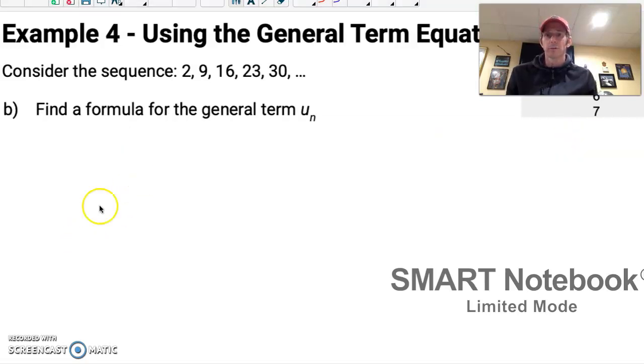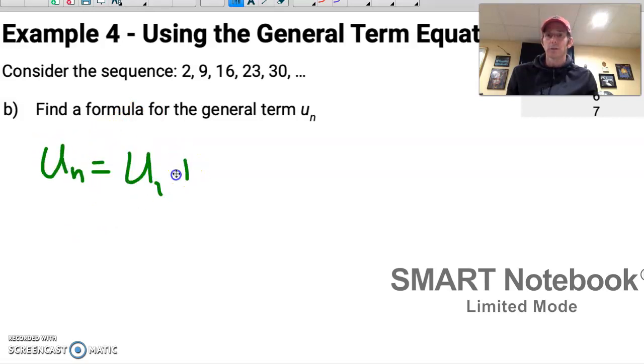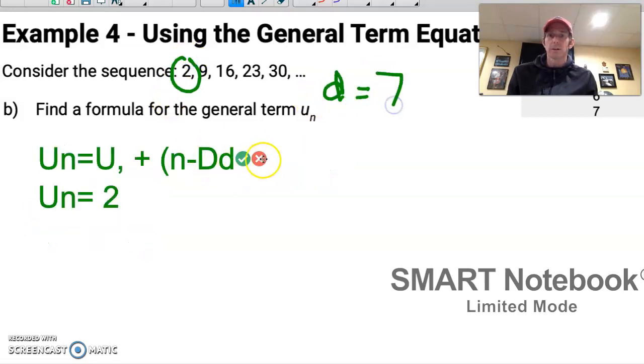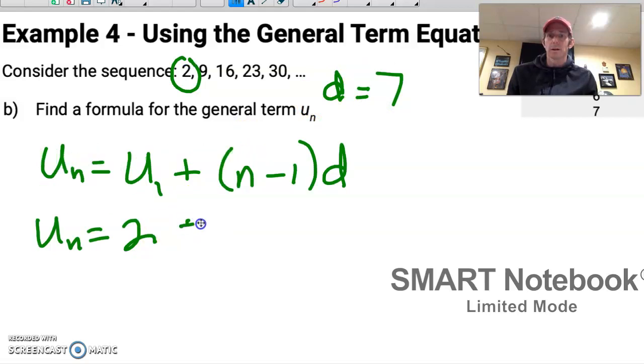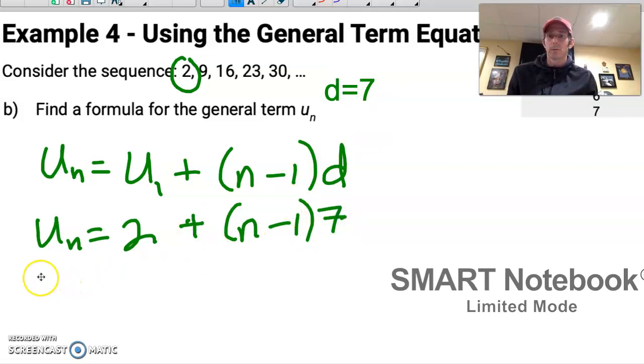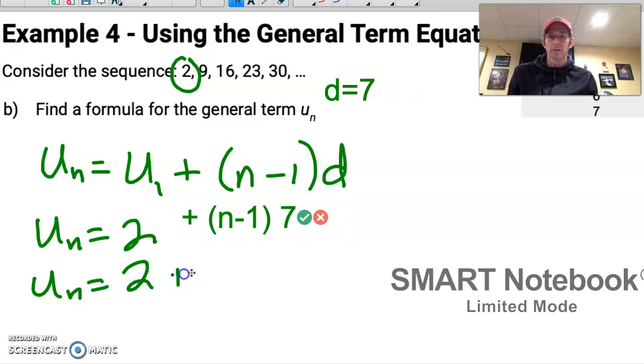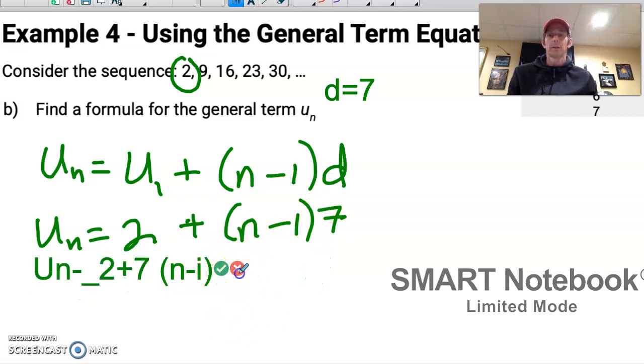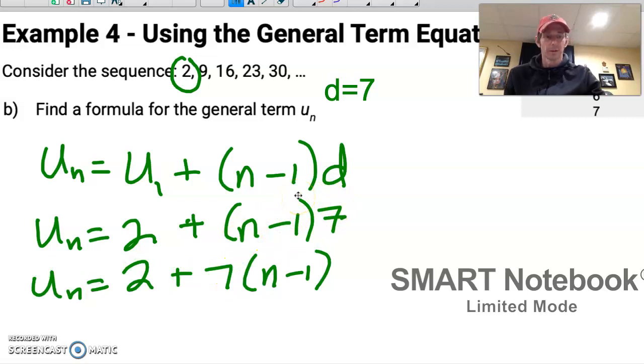Moving on, find a formula for the general term. So the general term formula is first term plus n minus 1 times the common difference. So for me, that would be 2. That's my first term. We just found the common difference was 7. So that means I can keep this as n minus 1 times 7. Or if I'm fancy, this isn't actually fancy at all, I could put the 7 in front of n minus 1. Those are the exact same thing. If you're really excited about stuff, you could distribute the 7 and simplify from there.